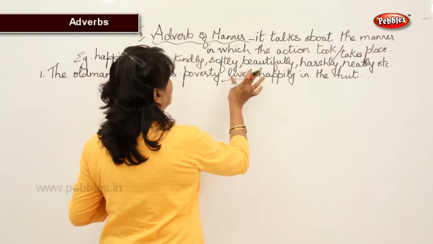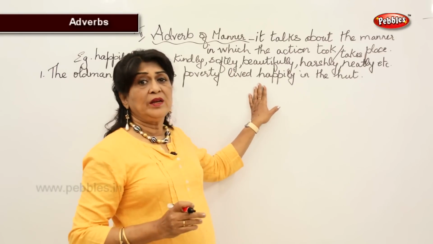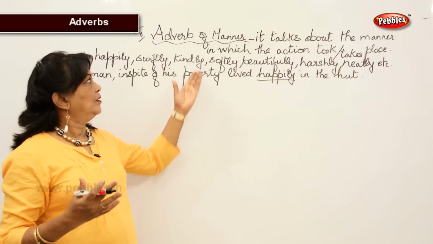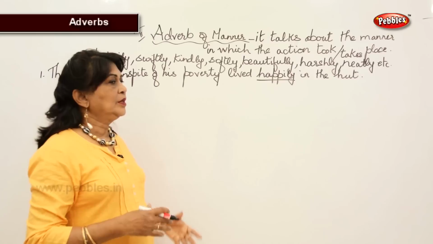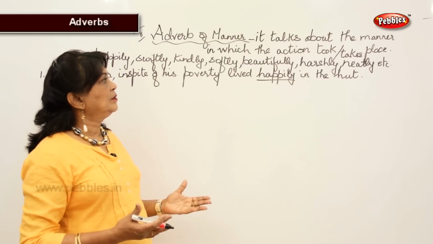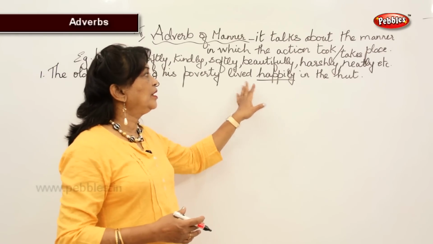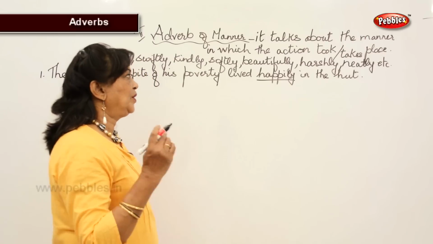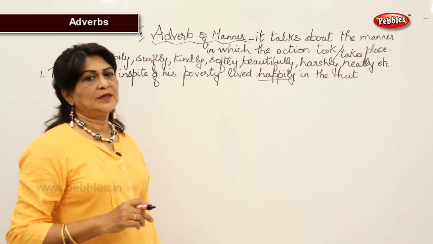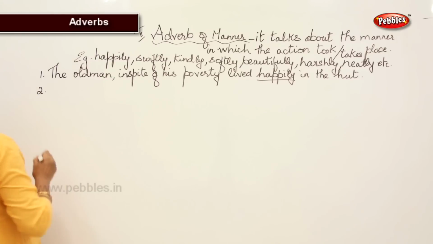Lived is a verb, but how he lived, the manner in which he lived, is happily. Okay. So, adverb of manner adds more meaning to a verb, and it says how the action took place. If you ask the question how to the verb in a sentence, you will get the answer, which is the adverb of manner. Okay, next one.